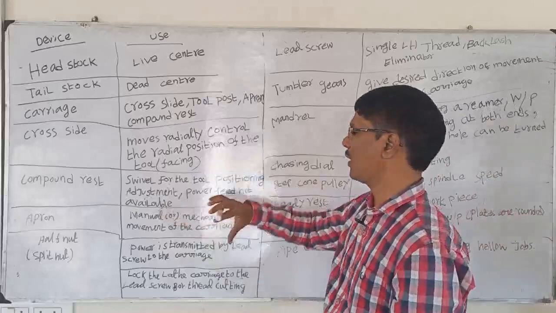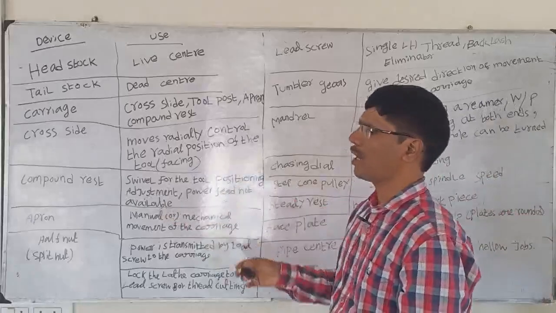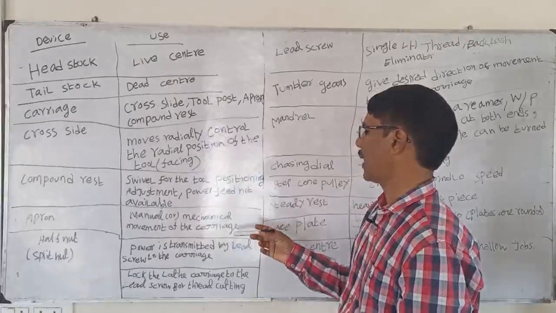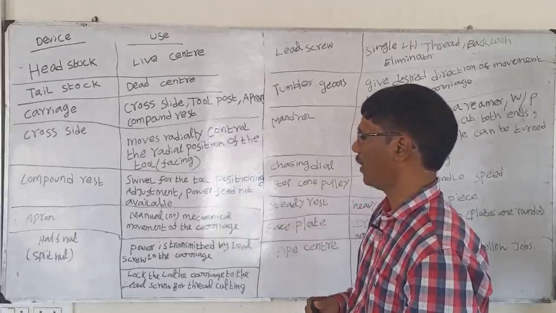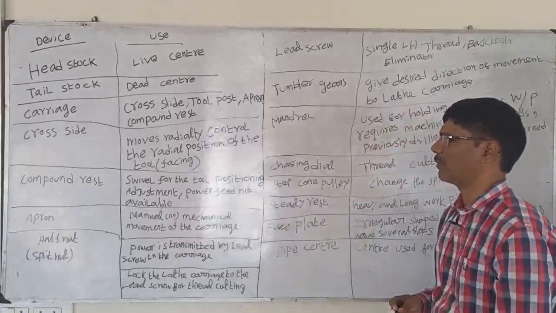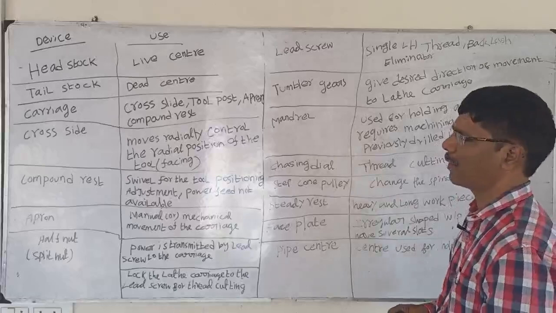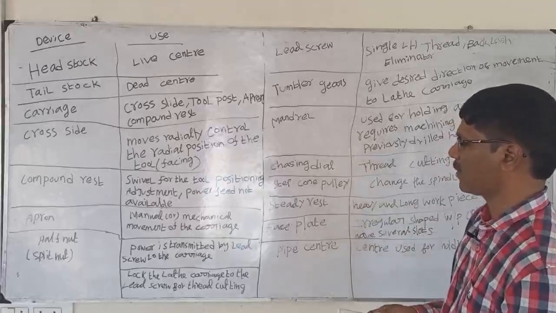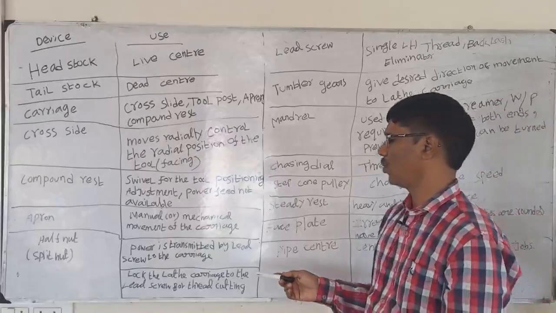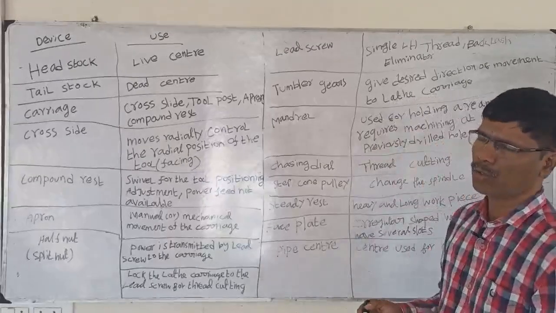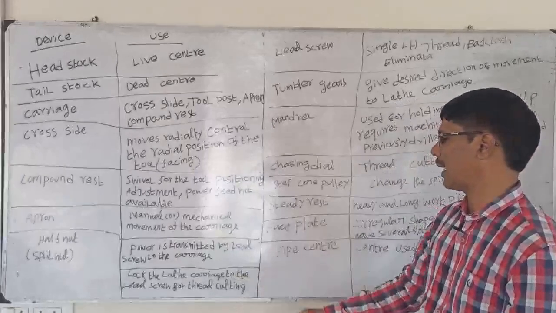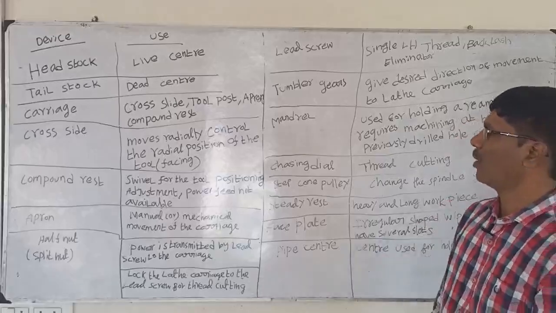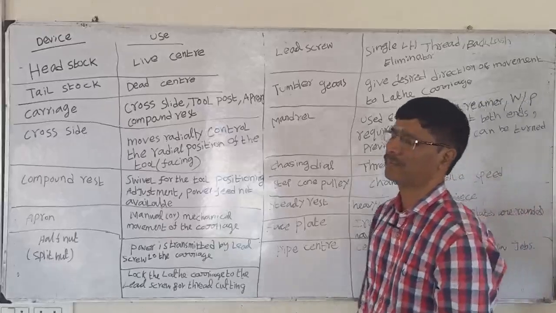Compound rest is used to swivel the tool for positioning adjustment, and in the compound rest, power feed is not available. With the help of the apron only, we are providing the manual or mechanical movement of the carriage. The next is the half nut, also called the split nut. With the help of the half nut, power is transmitted from the lead screw to the carriage. It is also used to lock the lathe carriage to the lead screw for thread cutting operation. Specifically, it will be helpful in the thread cutting operation.